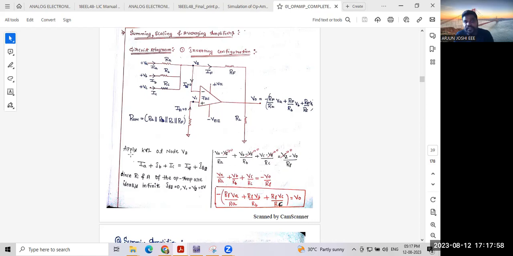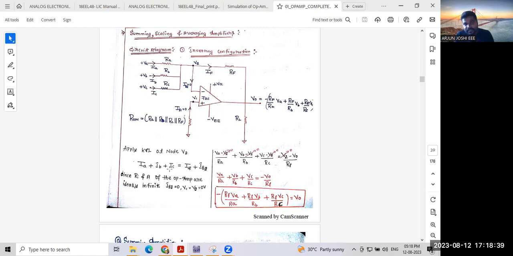Here we apply KCL at node V2. First we need to mark the points V1, V2, V0. For node V2 we apply KCL. The statement of KCL: incoming current is equal to outgoing current. The incoming currents here are IA, IB, IC, and the outgoing currents are IF and IB2. I'm going to write the equation: IA plus IB plus IC equals IF plus IB2. IB2 here also is 0, so I'm going to consider it directly as 0.